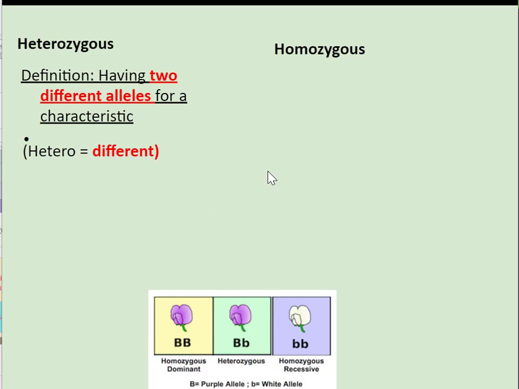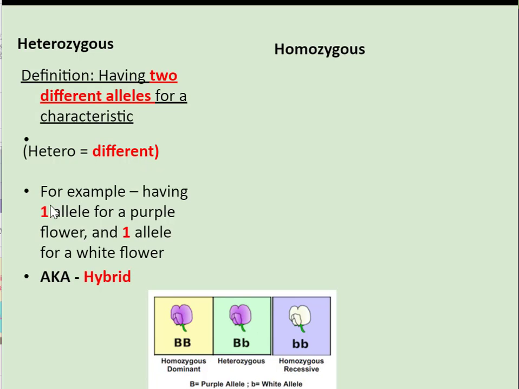Next to the word heterozygous, on the left-hand side, it says hetero. That's where you're going to write this word different on the left-hand side on that little line. So a heterozygous organism means that we're going to have one allele for one color. So for example, if we're looking at the flowers here, we're going to have one allele for a purple flower and one allele for a white flower. That's what gives us that big B and little b. Another word we use to describe heterozygous would be hybrid.